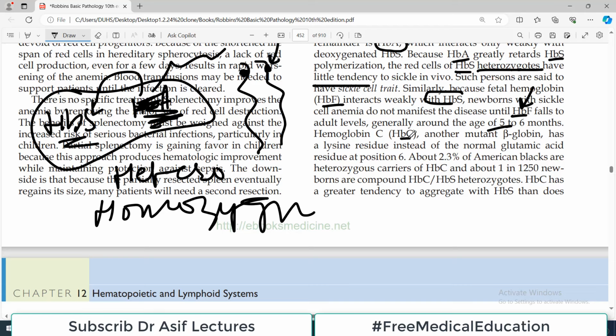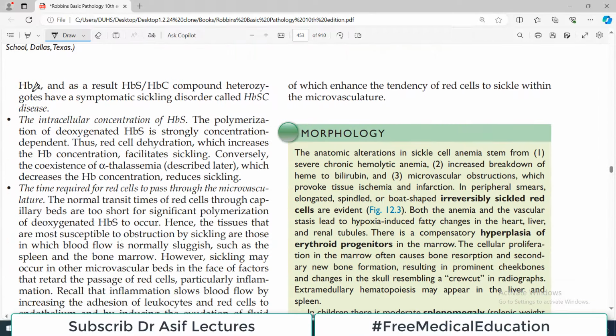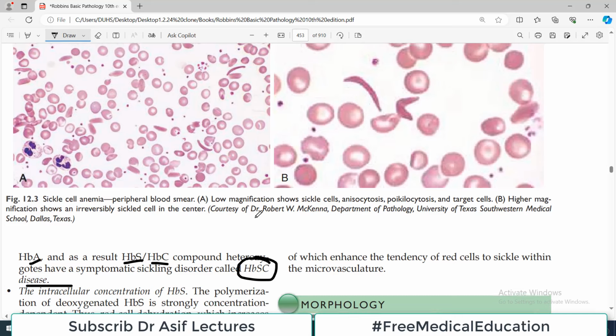Now there is another variant HbC which is a mutant beta globin has a lysine residue instead of glutamic acid. हम जो HbS की बात करते हैं, HbS contains a valine, लेकिन HbC में there is a lysine instead of glutamic acid. About 2.3% of American blacks are heterozygous carrier of HbC, and about 1250 newborns are composed of HbC, HbS heterozygote situation, and HbC has a greater tendency to aggregate with HbS than does HbA, and as a result, HbS and HbC compound heterozygotes have a symptomatic sickling disorder, which is HbSC disease. Now that's like a deadly combination.